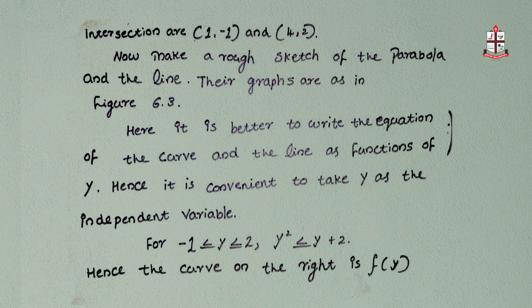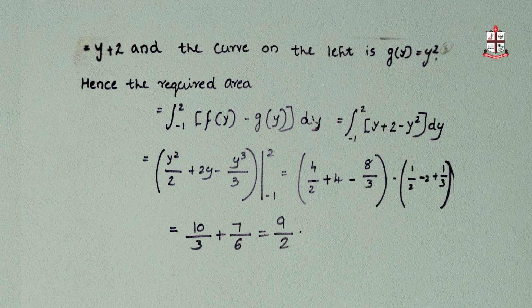So, the curve on the right is f of y equals y plus 2 and the curve on the left is g of y equals y square. Hence, the required area is the integral from minus 1 to 2 of f of y minus g of y dy, that is the integral from minus 1 to 2 of y plus 2 minus y square dy.